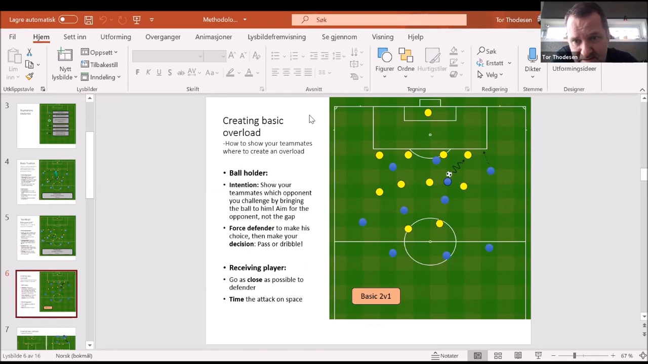Receiving player, the guy on the outside, go as close as possible to the defender because it gives you a better angle to break through instead of opening more space than you actually need. And then attack the space at the right time. And in this case, it's a matter of not being offside, of course, in this particular situation.